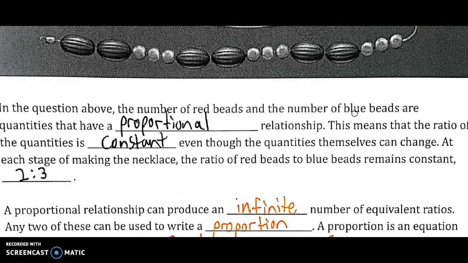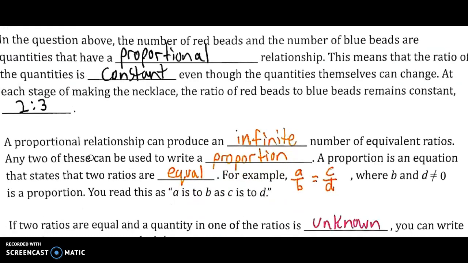And if I'm going to use that to solve problems, a proportional relationship can produce an infinite number of equivalent ratios. So I could have different sorts of fractions, basically, that we could set up. Any 2 of these can be used to make our proportion. A proportion is an equation that states that those 2 ratios are going to be equal. So it is going to be an equation.